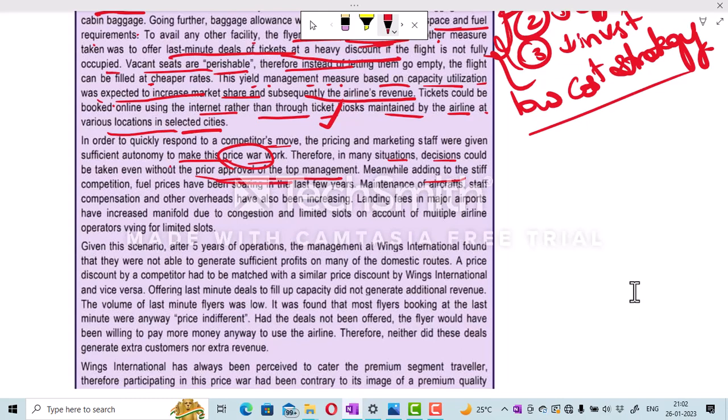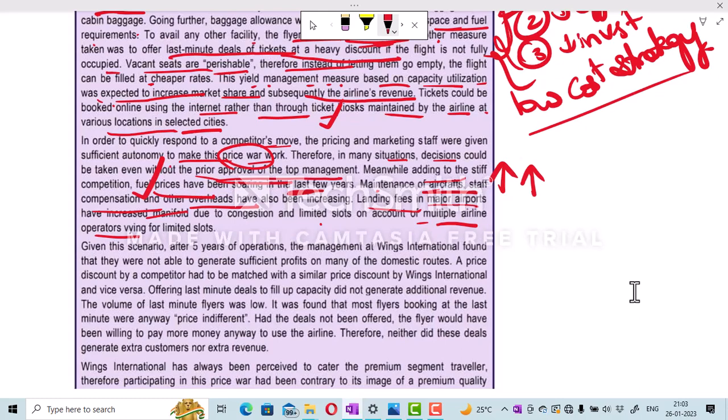Meanwhile, adding to the stiff competition, fuel prices have been soaring in the last few years. Fuel prices increased. Maintenance of aircraft, staff compensation and other overheads also increased. Landing fees at major airports have increased manifold due to congestion and limited slots on account of multiple airline operations waiting for limited slots. Okay, competition increased, and all the prices also increased.